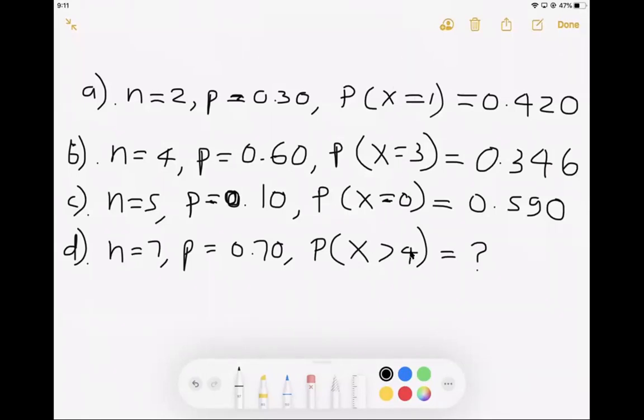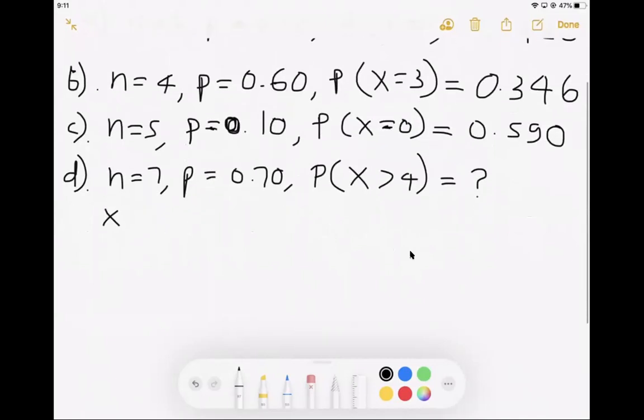So what are the possible x values? It should be greater than 4, which means 4 is not included. Then next value 5, 6. Up to what number do we have to write? Up to 7. Why? Because our sample size is 7, so we can write up to n. So we have 3 x values. Okay. Now this is the question.